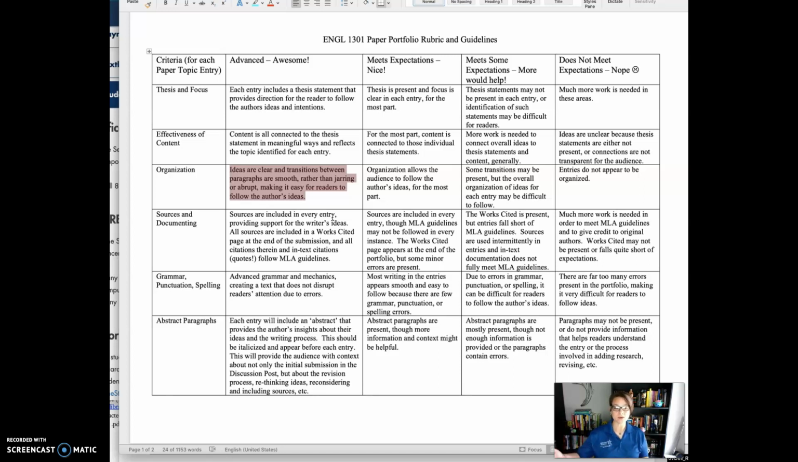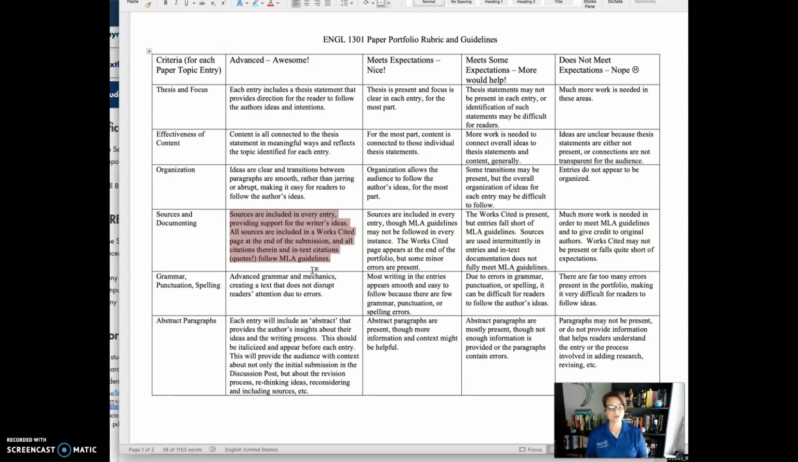We're jumping ahead quite a few weeks, right, to look at these expectations, but I want you to know up front what we're doing, okay? One big thing about this assignment is that we will have to include sources and documentation, right? We need to work in MLA guidelines, which we'll go through in the upcoming weeks.